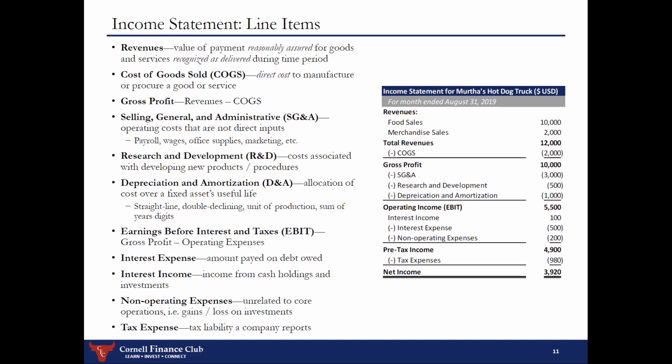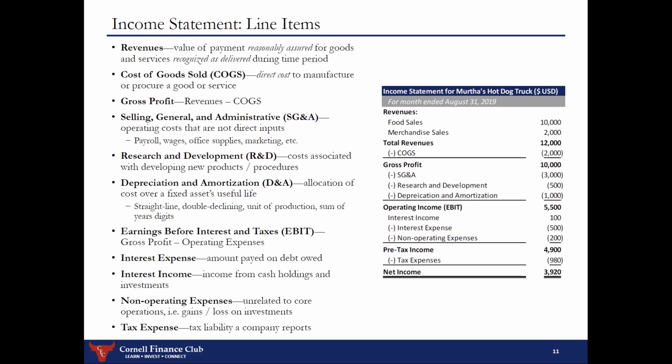So next is the cost of goods sold, and this is the direct cost to manufacture or procure a good or service. Things like hot dogs and hot dog buns would be part of the cost of goods sold of Merchant's hot dog truck. However, the cashier would not be a cost of goods sold, but the cook would be, because the cook is directly involved in the production of hot dogs. And then you have gross profit, which is revenue minus cost of goods sold.